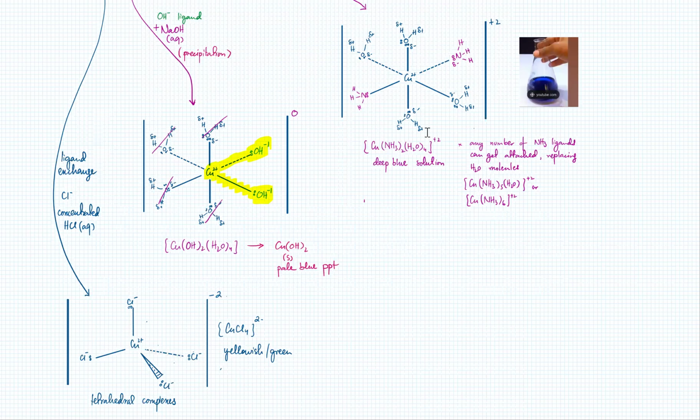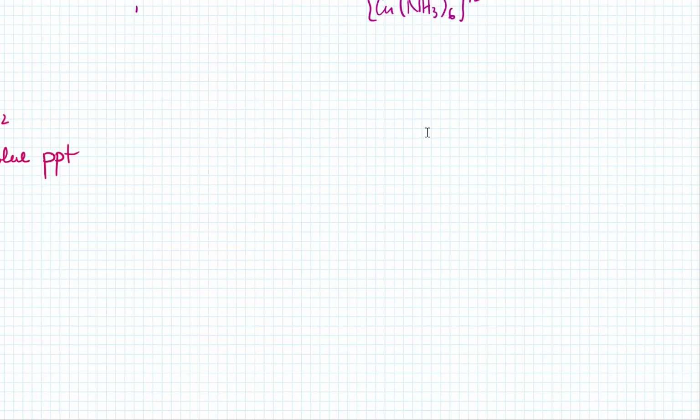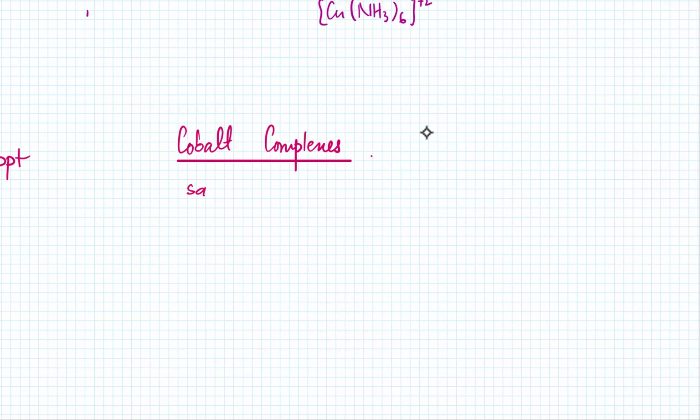So the same thing, exact same scenario, exact same complexes. Cobalt is going to have exactly the same complexes. So I'm not going to draw all of this for cobalt. The only difference between cobalt and these ones is that the colors would be different. So it's going to have exactly the same complexes as Cu2 plus, except all the colors would be different.